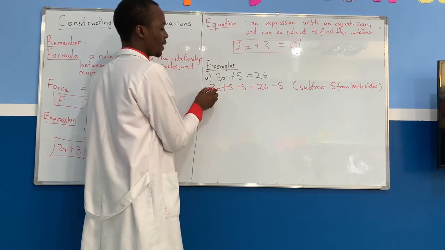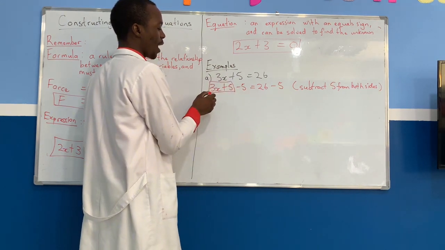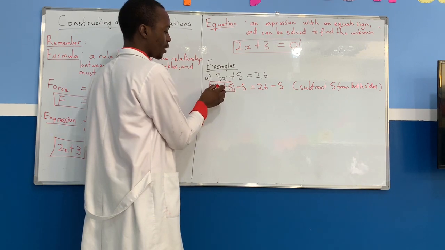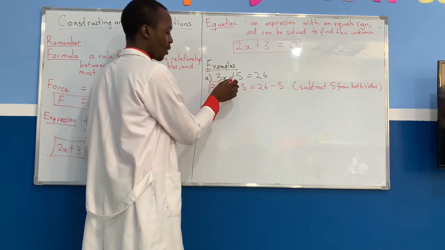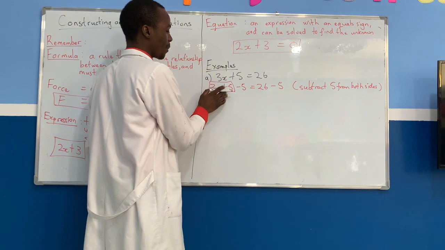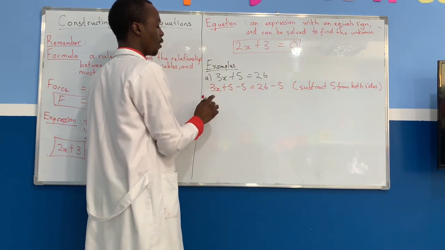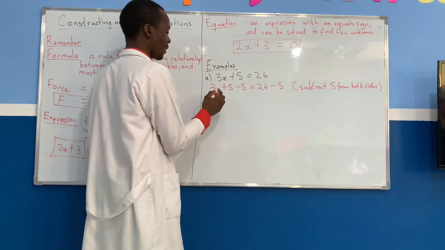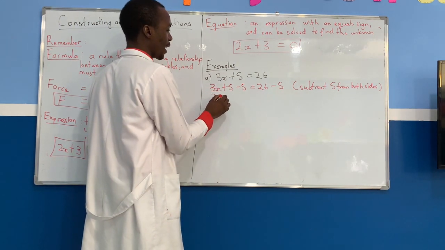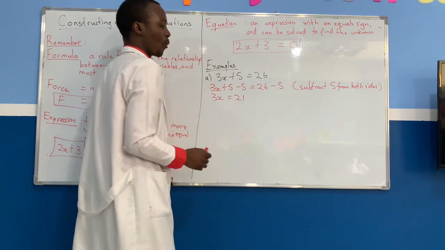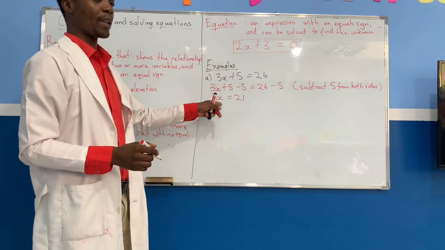For your own information, this cannot add or subtract. Why? They've got differences in the unknown. This is x to the power 1, this is x to the power 0. So we cannot work them out. Right. So 5 minus 5 gives us 0. So this will be 3x is equals to 26 minus 5, 21. When we get to this stage, what do we do?